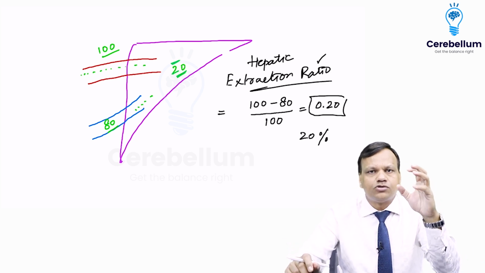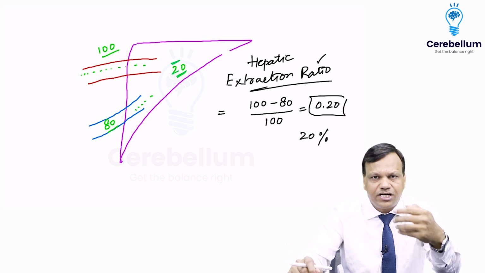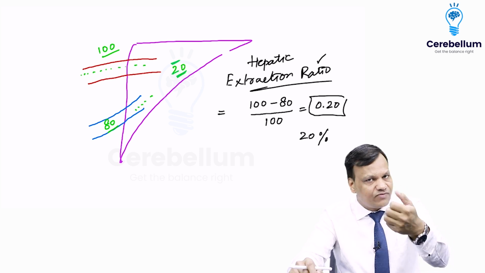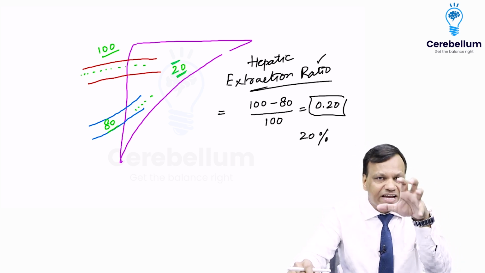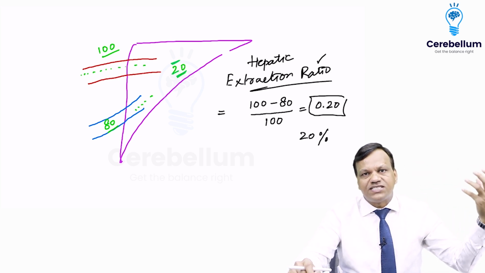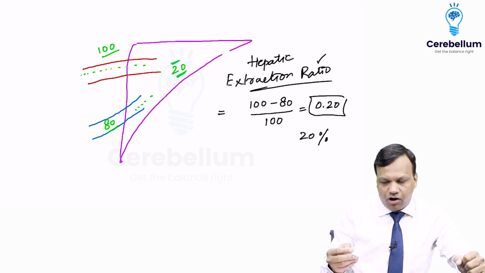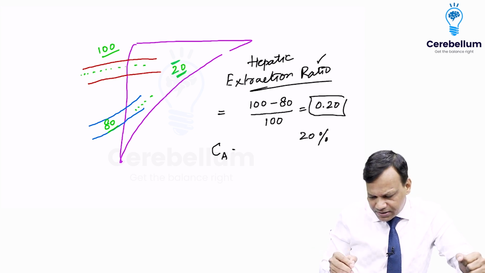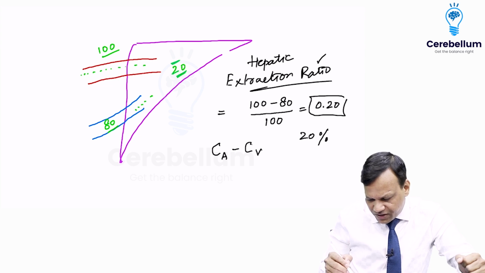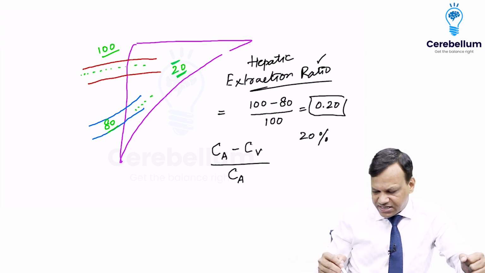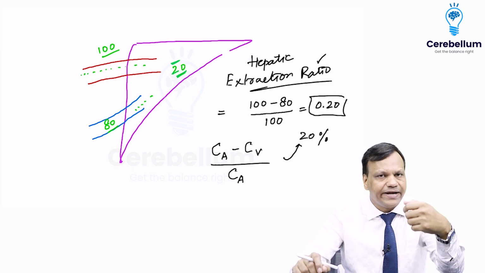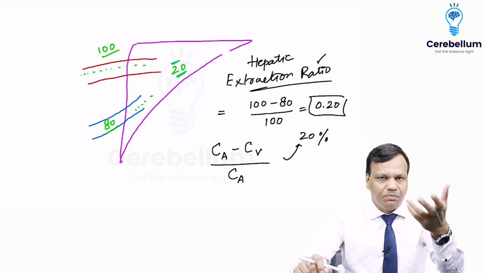You understand? So hepatic extraction ratio or extraction ratio by any organ is, when a drug enters that organ via the blood, then it will go out. So how much drug is left in that organ divided by how much was entering in that organ. Clear? So if you see the formula, it will be concentration of drug in the arteries which enter the liver minus concentration of drug which is present in the veins leaving that organ, and divided by concentration of drug in the arteries. That is extraction ratio, hepatic extraction ratio in this case. Similarly, it can be extraction ratio by the kidney, by the brain, by any organ.